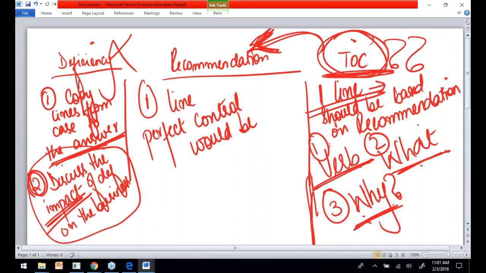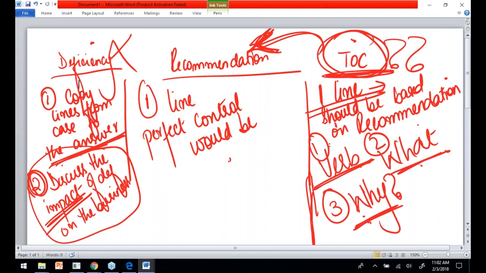Remember, this is the technique to answering a deficiency question correctly. When you're writing down the deficiency, copy lines from the case onto your answer. Discuss the impact of the deficiency on the business. For recommendation, write down in one line what a perfect control would be. And then for the TOC, write down one line based on your recommendation. Ignore the deficiency for TOC.